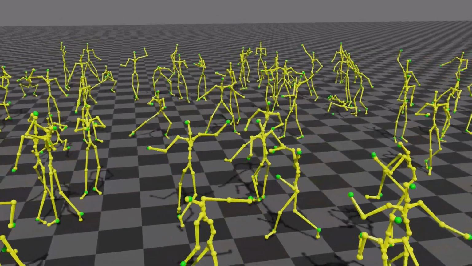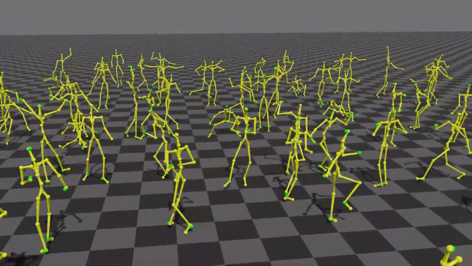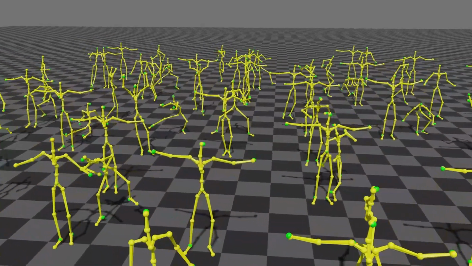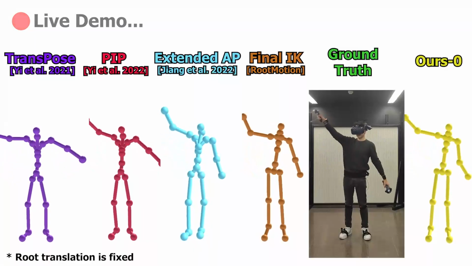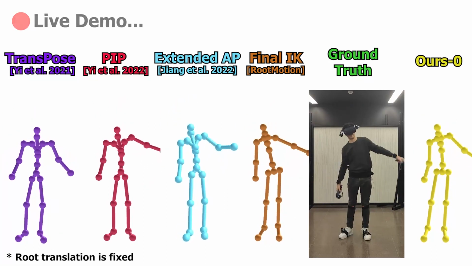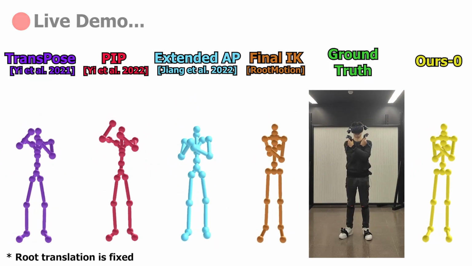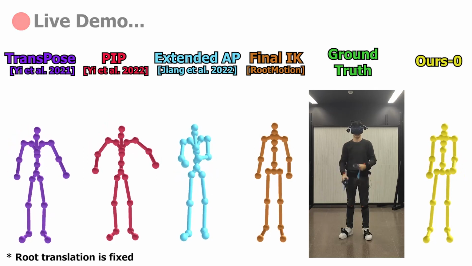Our method is able to accurately represent all types of motion while preserving pose quality, achieving high end effector accuracy and avoiding root drift. Here, we compare TransPose, PIP, SparsePoser and Final IK with our method when executed in real time. Note that the root is fixed for easy pose comparison.